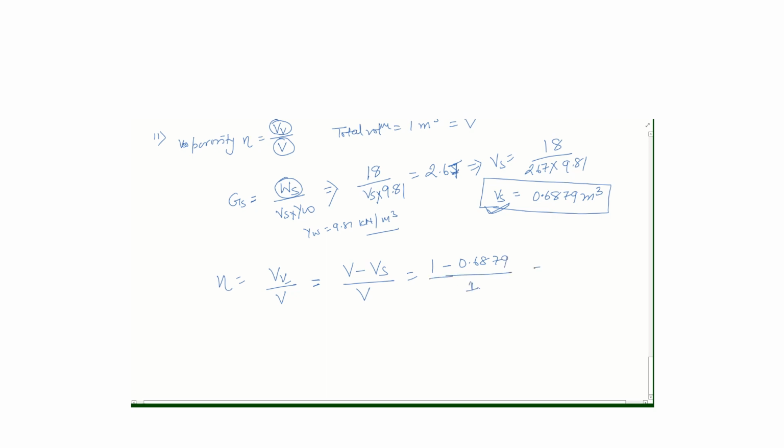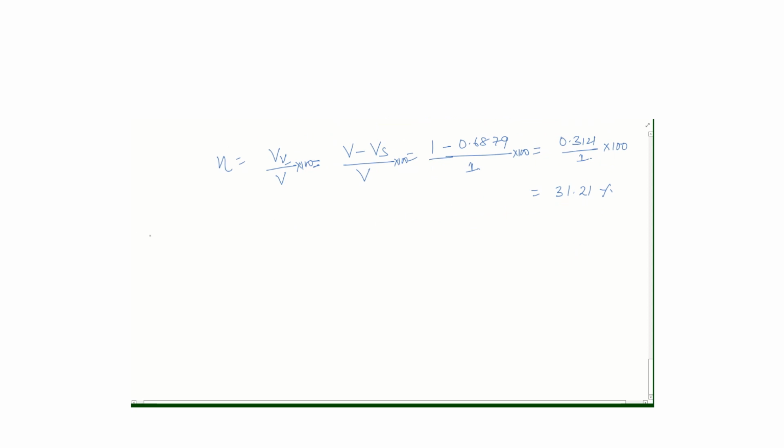So what is this porosity? We know that porosity is always expressed in percentage, so I have to multiply it by 100 throughout this expression. So this comes out to be 31.21%. Okay. Now the third part we have to determine is the void ratio.